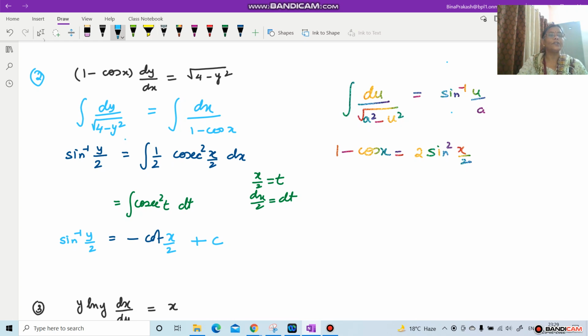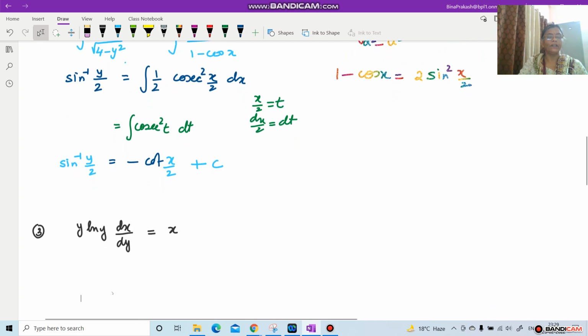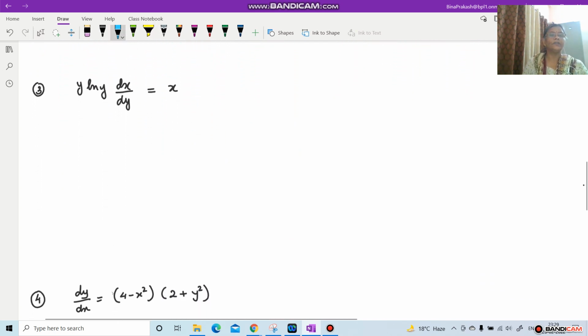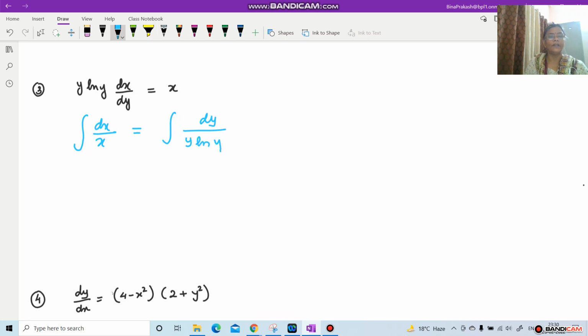Now we move to the next question, that is y log y dx on dy is equal to x. As we see dx in the numerator, let us keep dx here itself. If we keep dx here, then the x on the right hand side comes to the left hand side as 1 on x, so it's the integration of dx on x. And then the dy goes to the right side as dy multiplied by 1 upon y log y. So what we have in its denominator is y log y.